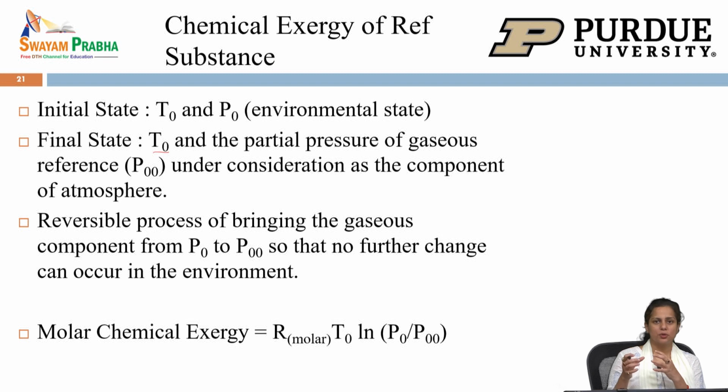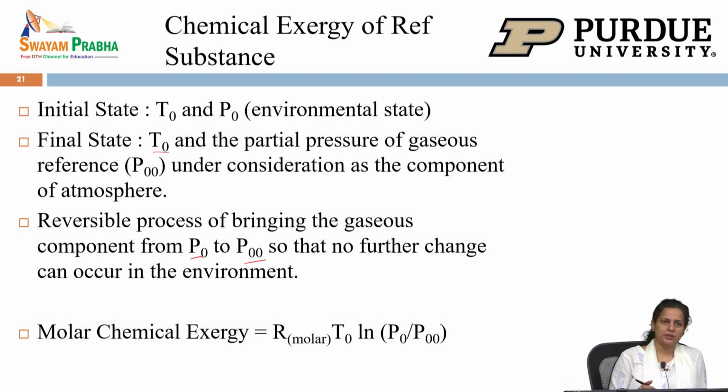So whatever component you are considering in the environment, the final reference would be the partial pressure of that component in the dead state. The idea of calculating the exergy of this reference substance is the reversible process of bringing the gaseous component from P0 to P00. When it comes completely to the partial pressure at which it is naturally existing in the environment, there will be no further change, and the amount of work done to bring that substance into complete equilibrium gives us the chemical exergy.